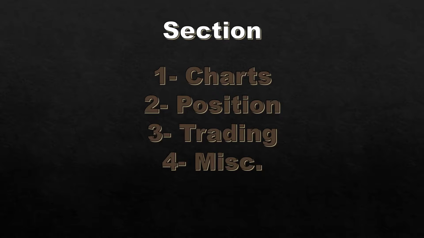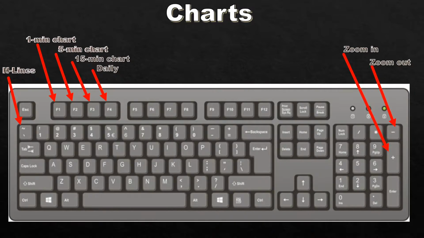So I broke this presentation into four sections essentially: charts, position, trading, and miscellaneous keys. Let's get to them. First one first is the charts. Essentially, those seven keys are all I use for my charts.